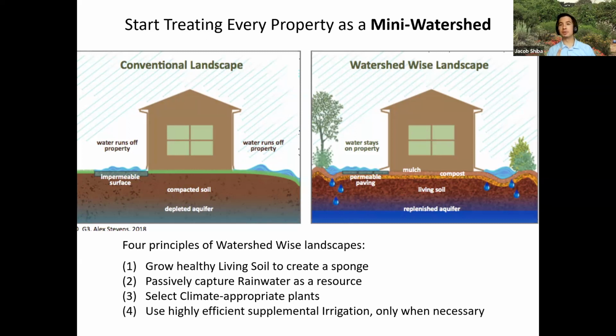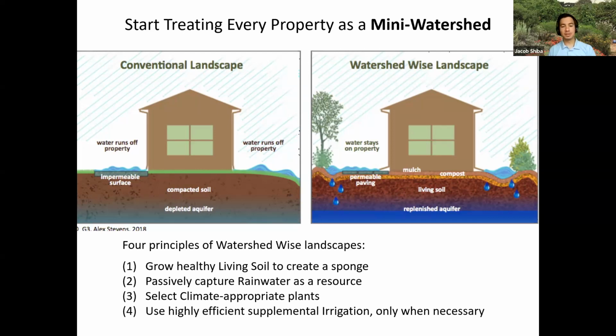So the first principle here is the foundation for any landscape, and that is about growing a healthy living soil sponge. We're going to talk all about how you do that. So once we've grown this healthy living soil sponge, then we want to make sure we're passively capturing rainwater as a resource, right? This soil sponge is going to allow for better absorption, but we want to make sure we're contouring the landscape in order to capture that rainwater as a resource, say with a simple swale.